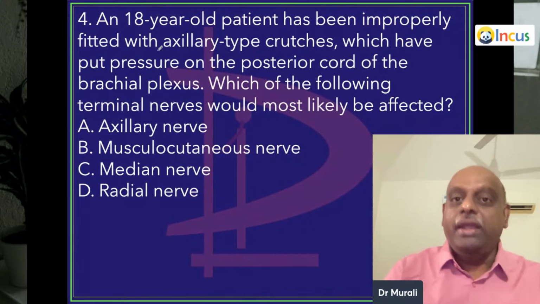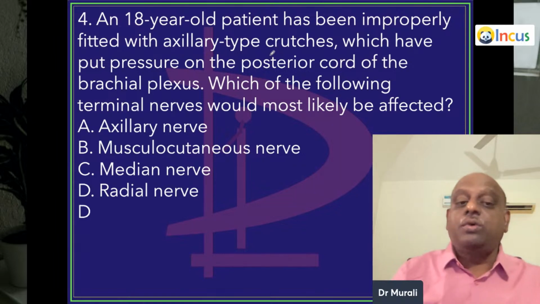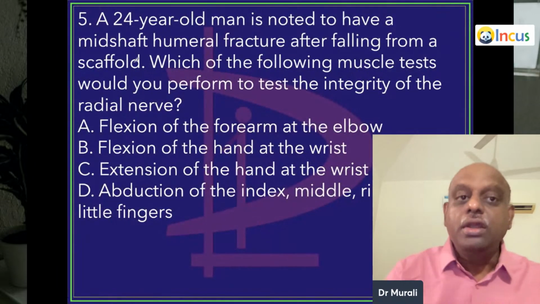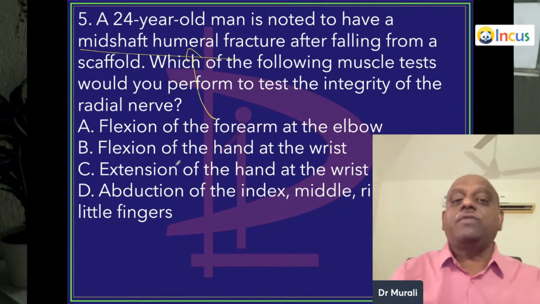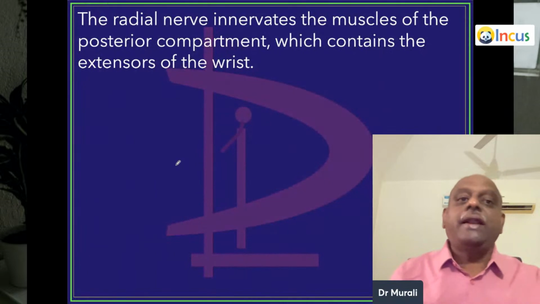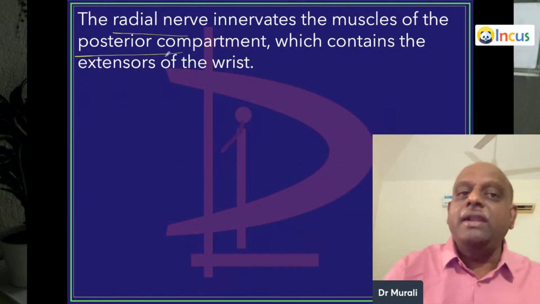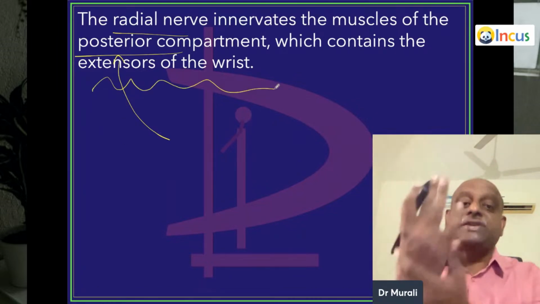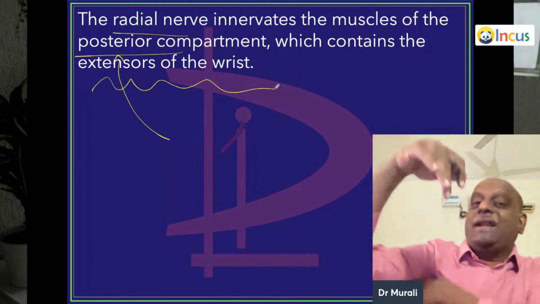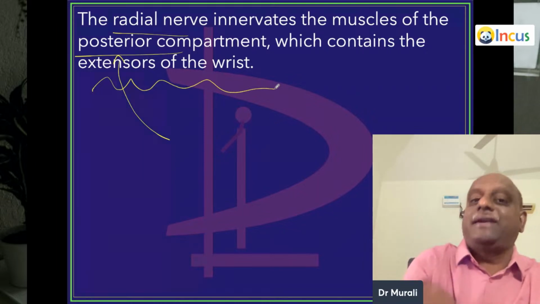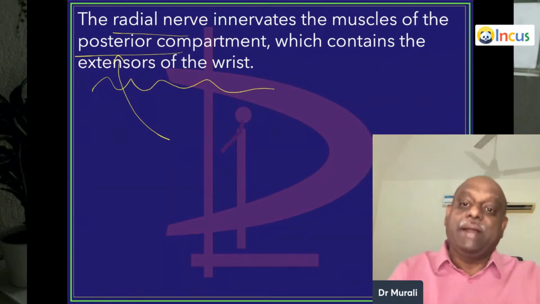An 18-year-old is using axillary-type crutches. So, what is called crutch palsy? Radial nerve injury is called crutch palsy. Mid shaft humerus, what will happen? Whenever the mid shaft is injured, then the radial nerve is injured, and the radial nerve innervates the posterior compartment, which contains the extensor muscles at the wrist. You'll get the wrist drop in crutch palsy. Wrist drop occurs whenever the mid shaft of the humerus is fractured, where the radial nerve in the radial groove is injured. This is what you need to remember.